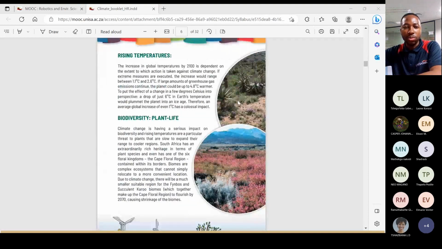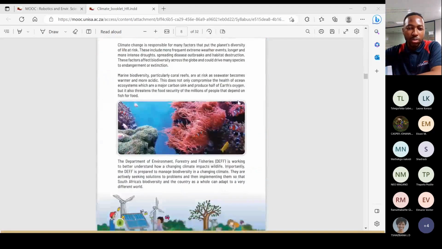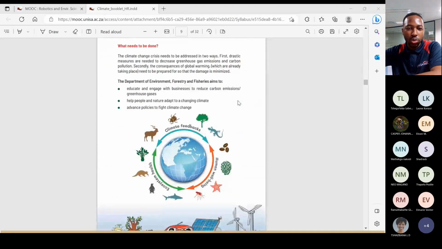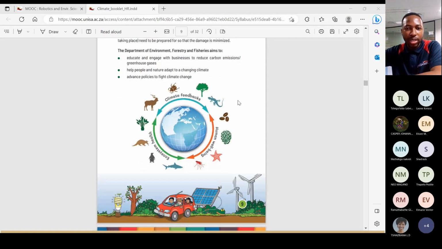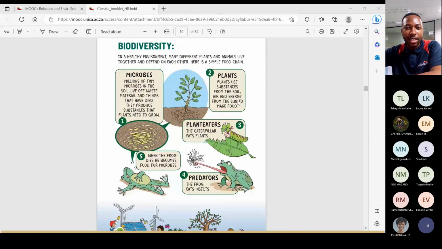You have different options, whether to read this book, or if you don't want to read this book, just look for keywords, such as what needs to be done. It's like educating people, engaging with different types of businesses to reduce carbon emissions or greenhouse gases. Or you can help people and nature adapt to a changing climate, or advance policies to fight climate change. This is where you can even join different activism groups. And these are some of the keywords that one can use.